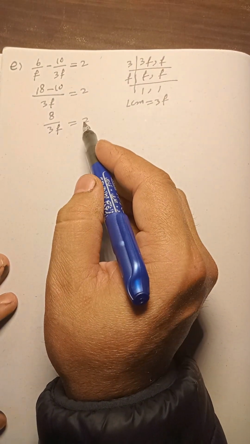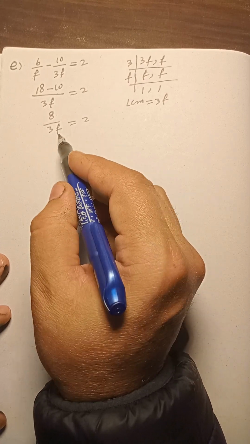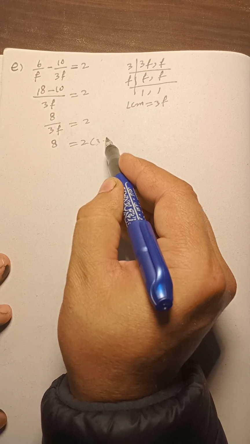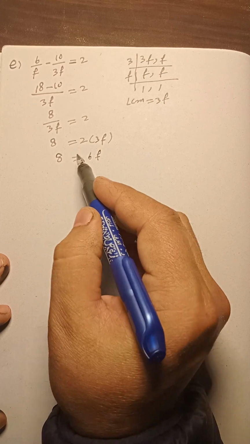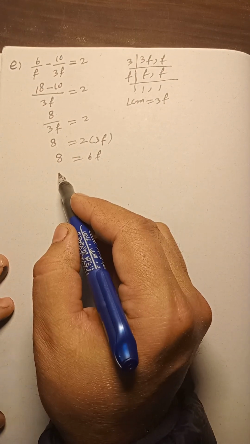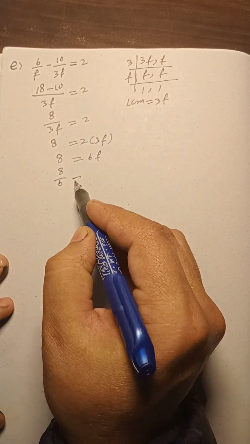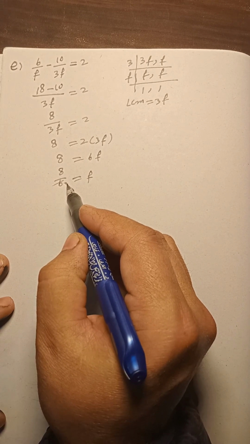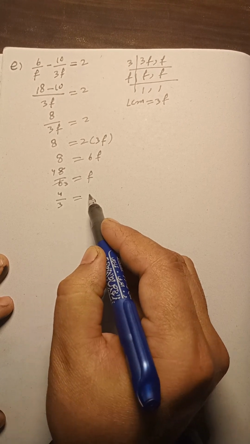Now 3f is a single denominator, it is dividing here, so it will be multiplied on the other side. 2 when multiplied by 3f will become 6f and is equal to 8. Now 6 is being multiplied on this side, it will be divided on the other side. So divide 8 by 6, the answer is f here. Cancel out if possible. 2 threes are 6 and 2 fours are 8. 4 over 3 is equal to f.